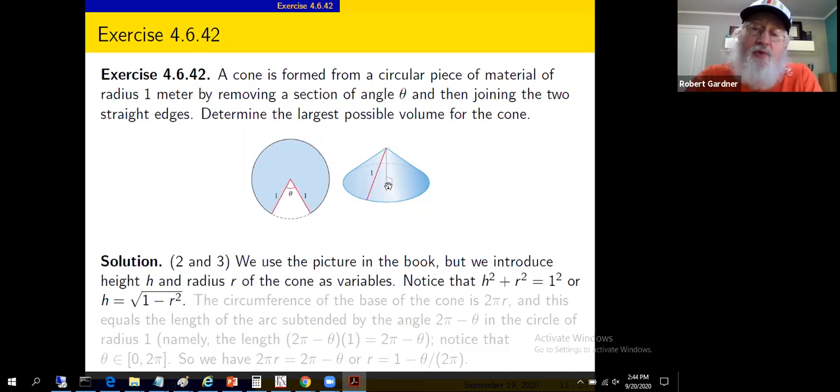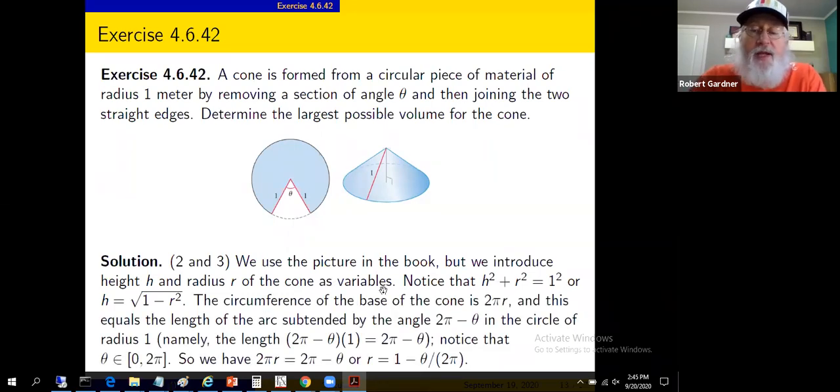Here's the height. They didn't draw the radius in, but the radius, I'm talking base radius of the cone, not radius of this disk over here. Base radius of the cone will be denoted as r. Right triangle, h, r, hypotenuse 1. Pythagoras tells you this. We could solve for r or h. By the way, if we solve for h, we get the square root of 1 minus r squared. It's a plus or minus, following from the equation, but of course h is a distance, and so I don't take a negative square root.